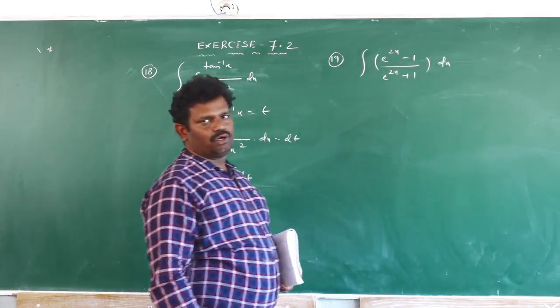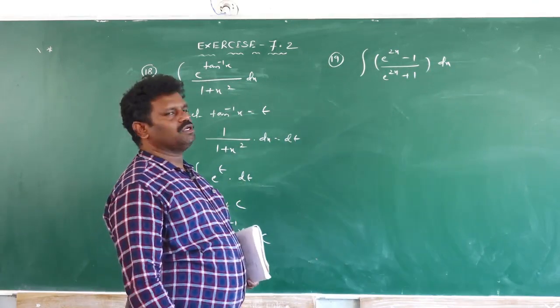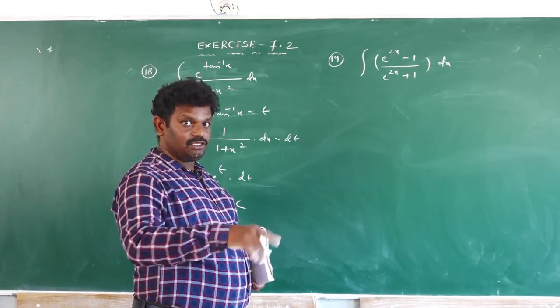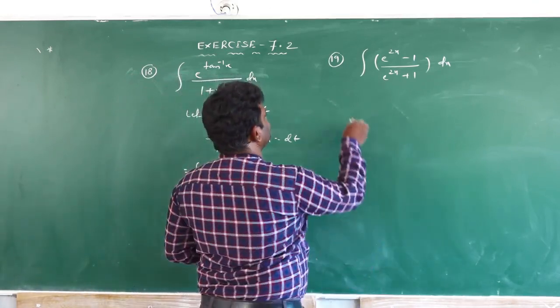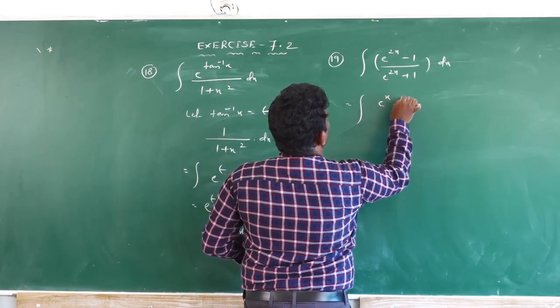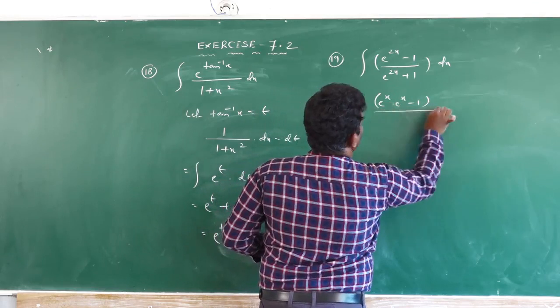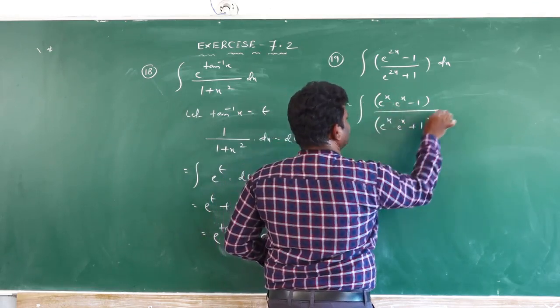Now if you want to find out this integral value, substituting e power 2x plus 1 as t does not work, because the numerator value has a minus 1. So that's why first we simplify this given integral: e power 2x minus 1 by e power 2x plus 1 dx.